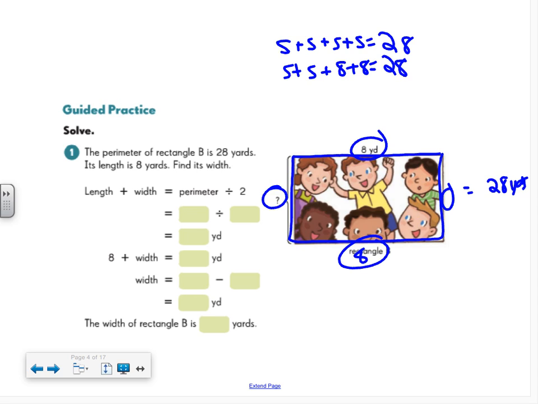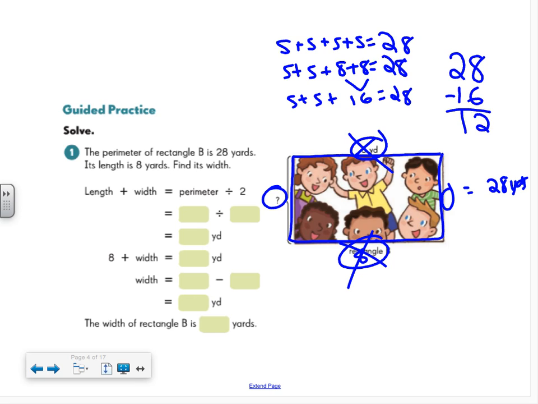So I always take away, because I add to get there, so I'm going to take away to work backwards. Well, I have 2 8 sides. I know that's 16 so far. I have 16 of my 28 total. So what I'm going to do is I know that I have to take my total 28. I'm getting rid of that 16, my 2 8 sides, okay? And then when I subtract, I have 12 left over.